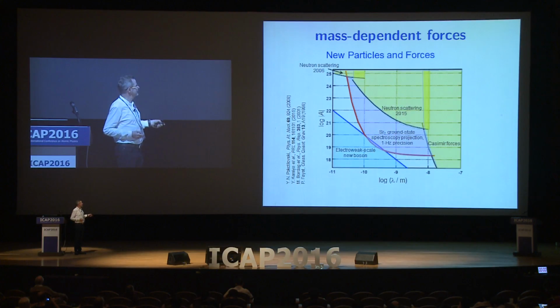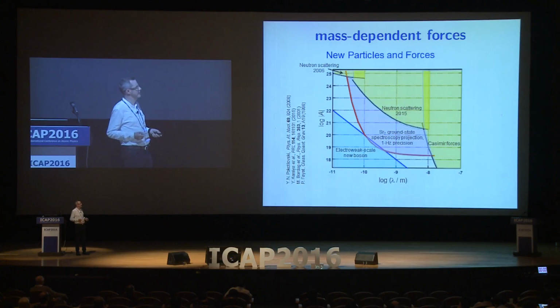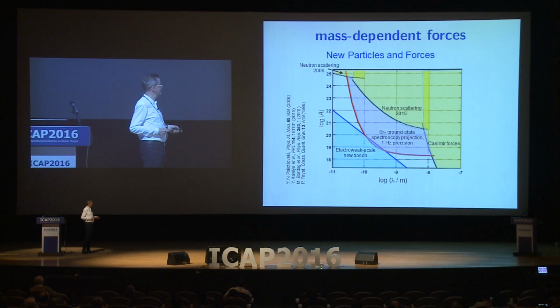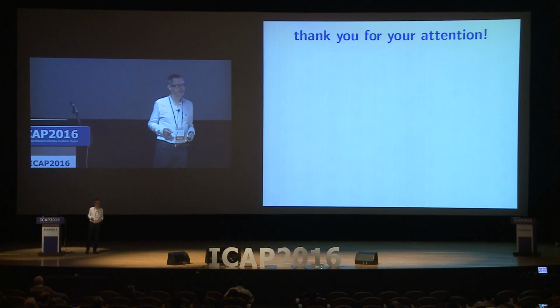So this is my last slide. In yellow, this is the present knowledge about gravity correction to the Newton law. This is a prediction from electroweak scale light boson, and we hope that the ground state spectroscopy of the strontium molecule will just join the 2 regions. And with this last slide, I thank you for your attention.